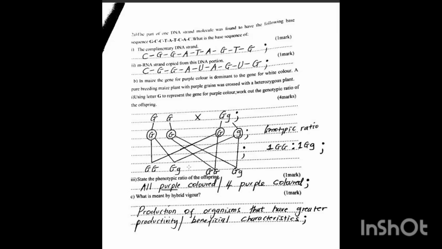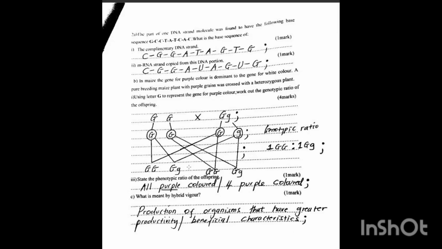So for G, C; for G, C; for C, G; for T, A; for A, T; for T, A; for C, G; for A, T; and for C, G. The mRNA strand from this DNA portion, the mRNA, instead of having T, we have U, uracil. So wherever there is T, replace with U.